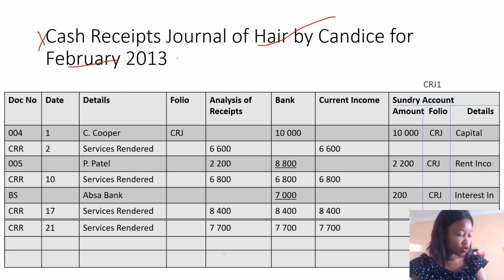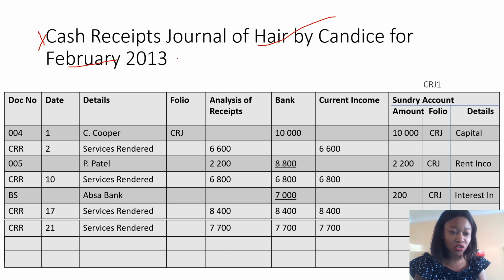The first transaction took place on the 1st of February. The owner, C. Cooper, deposited another 10,000 directly into the current bank account of Hair by Candice to increase her capital. She was issued receipt number 004 because the last number for January was 003. Okay, let us record this transaction in our cash receipts journal because we have received money.